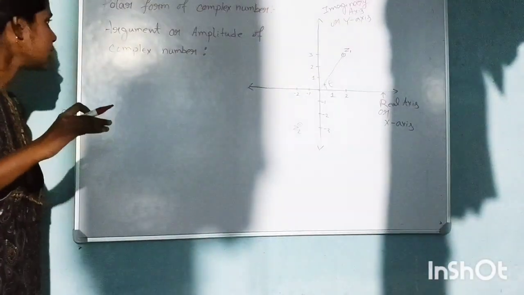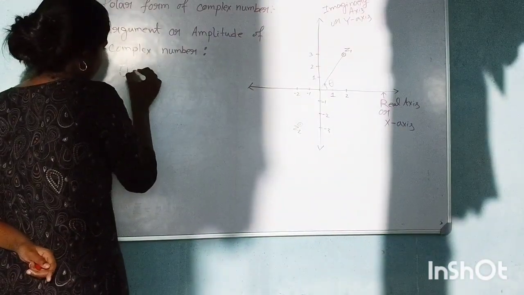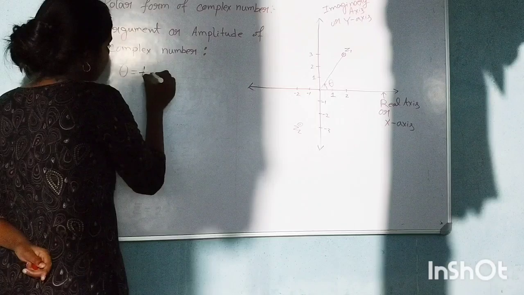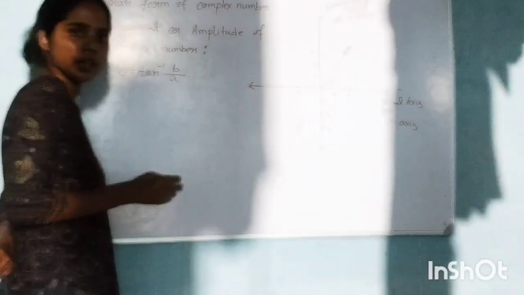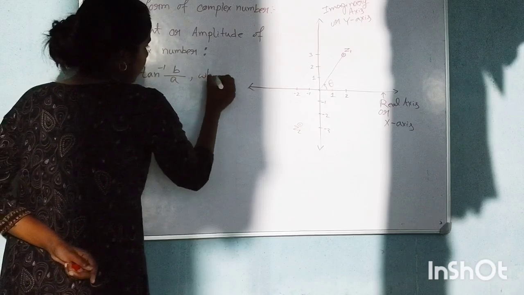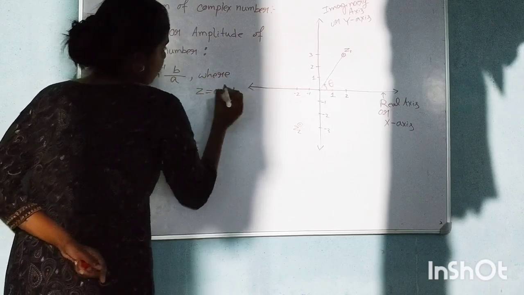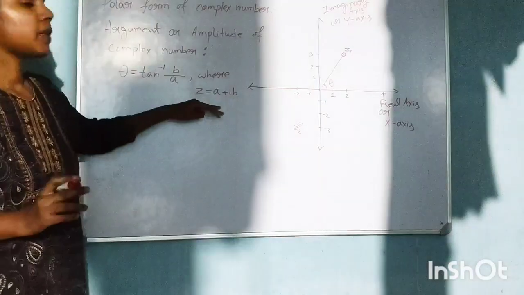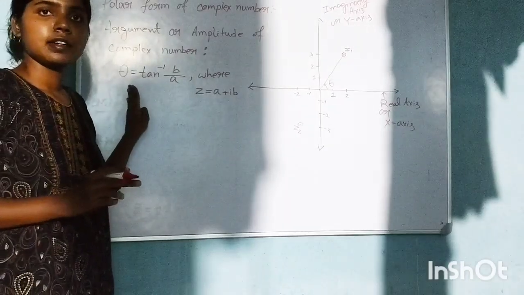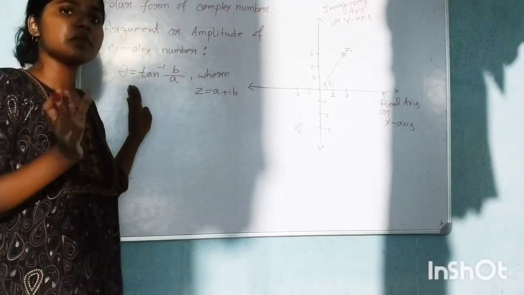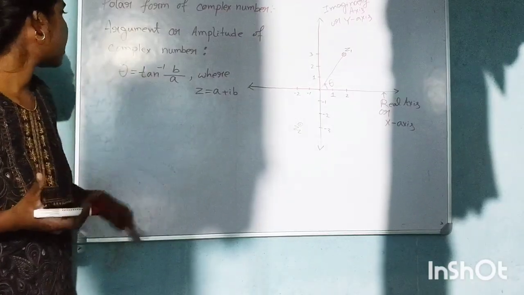Now, the formula for theta is tan inverse b by a, where obviously z equal to a plus ib. So if you know a complex number in algebraic form, you can derive the angle theta. And after deriving theta, we can transform it into polar form. So first we have to derive the argument.